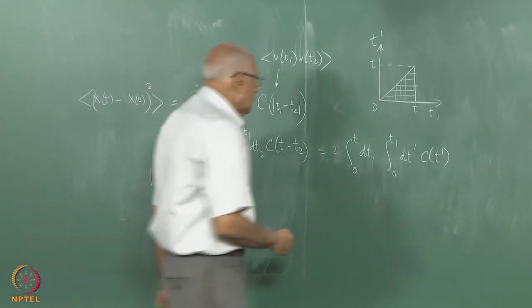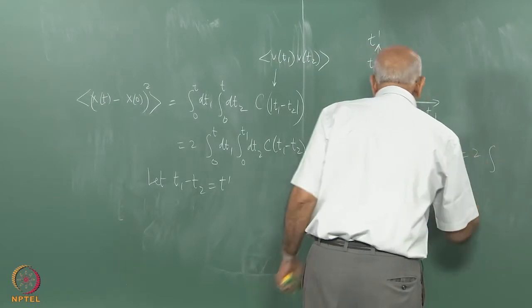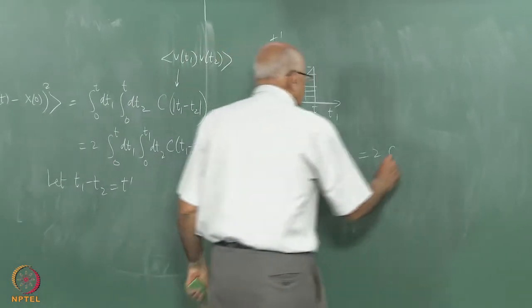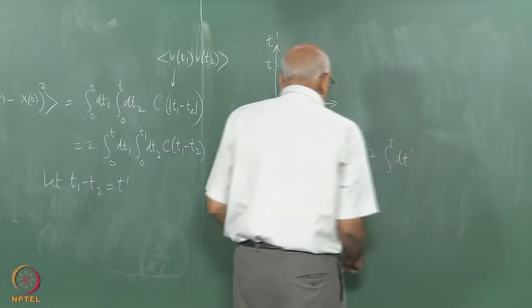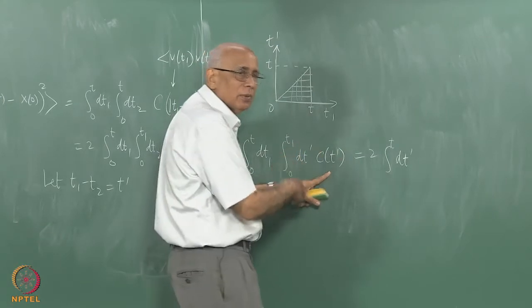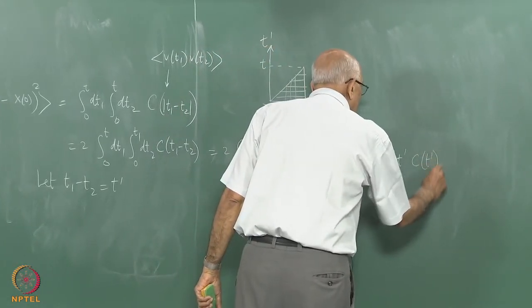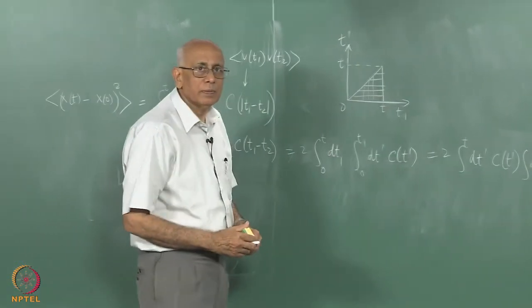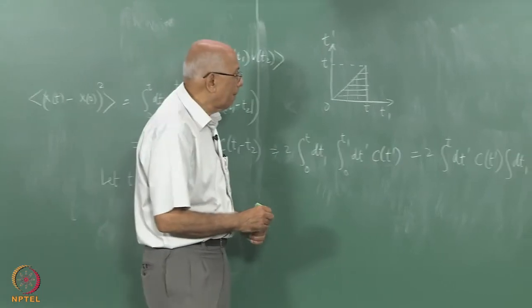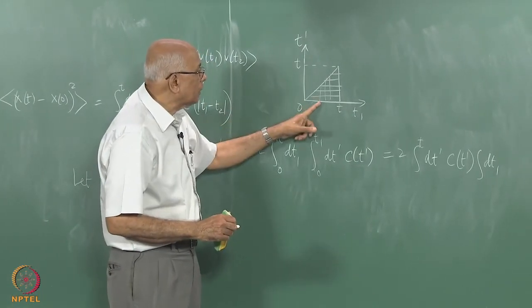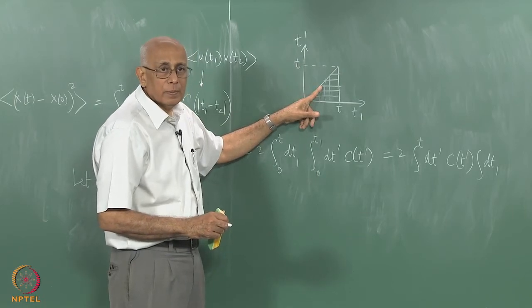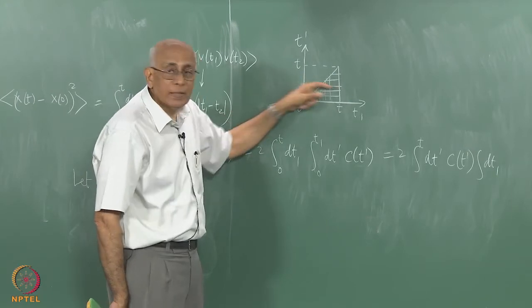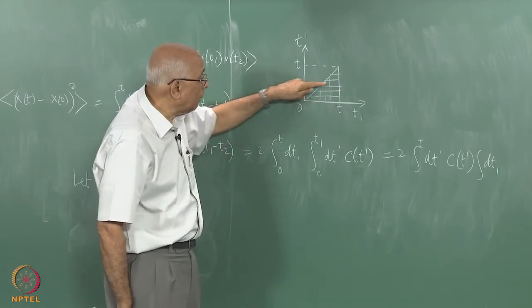Okay. So what does that become? This is equal to twice integral. Again, t prime must run from 0 to t. That's clear from this figure, 0 to t dt prime. And since this doesn't depend on t1, I can bring it out of the integral. So C of t prime, and then an integral over dt1. And what should that run over? t prime ran from 0 to t1. t1 was always bigger than t prime, right? So if you scan it this way, then it's clearly running from t prime up to t.